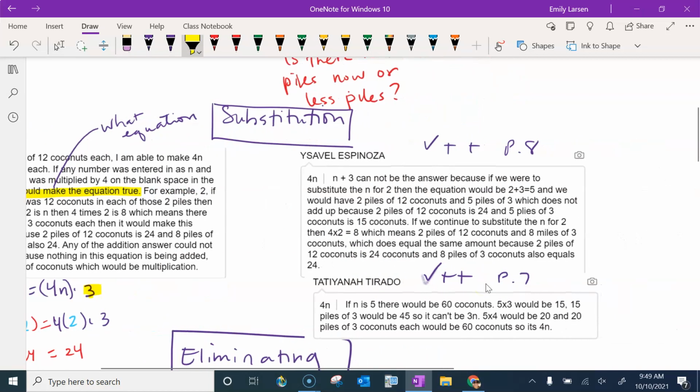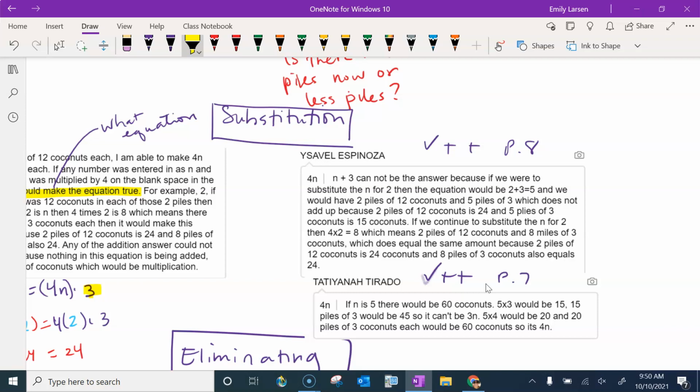Here's one that reads, n plus 3 cannot be the answer because if we were to substitute the n for 2, then the equation would be 2 plus 3 is equal to 5, and we would have 2 piles of 12 coconuts and 5 piles of 3, which does not add up because 2 piles of 12 coconuts is 24 and 5 piles of 3 coconuts is 15. So you can see how they're not equal. Okay, so that's a good elimination.